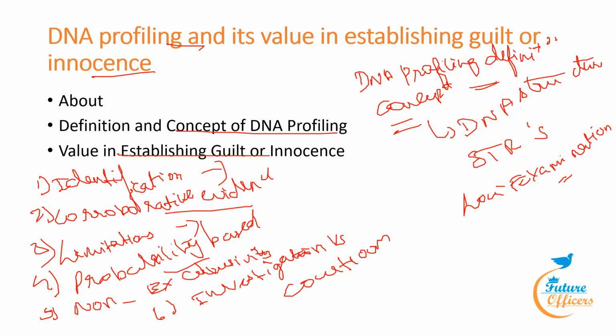Next, the probability based. DNA analysis is based on probability, meaning it can provide a statistical likelihood of a match rather than absolute certainty. The random occurrence ratio helps indicate how common a particular DNA profile might be. Next, non-exclusivity. A match does not conclusively prove identity, as similar profiles can occur in unrelated individuals. DNA evidence should be considered alongside other evidence in court to establish guilt or innocence. Finally, investigation versus courtroom: DNA profiling is highly valuable for investigation purposes, guiding police in identifying suspects, but its role in court relies on corroboration and the context of the case.